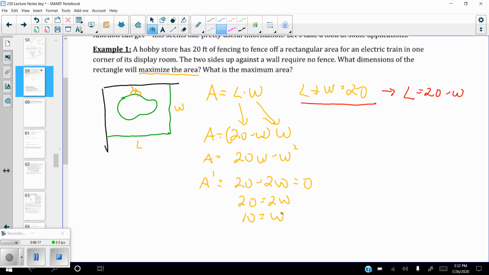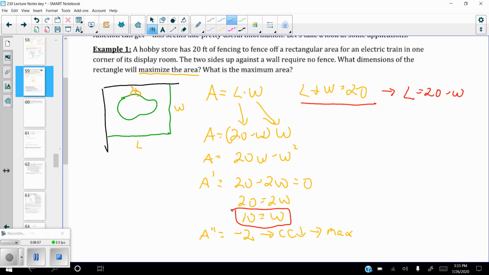Well, that's the only critical value that I have. So let's go ahead and test it using our second derivative. And the second derivative is -2. Well, the good thing is, with the second derivative, there's nothing for me to plug anything into. The second derivative is negative no matter what. That indicates that the concavity is down, which means that because the concavity is down, my critical value would create a maximum. Okay? So I do know that this 10 value right here is going to be a maximum.